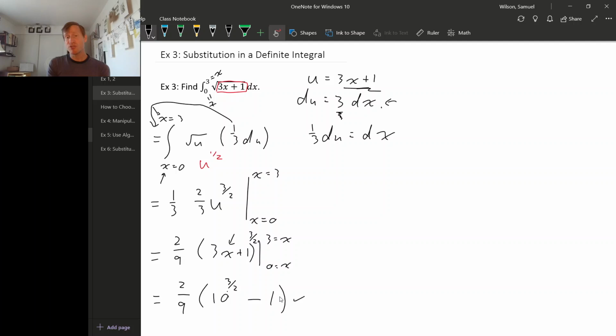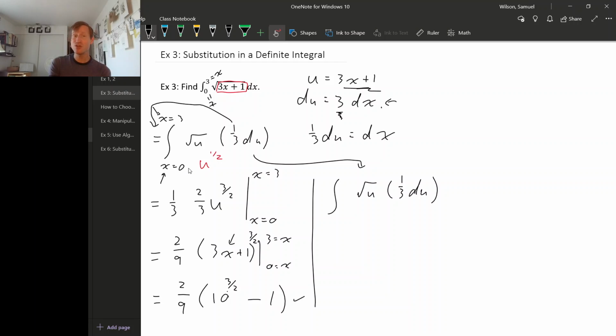For definite integrals, there is another way to handle the bounds here. So in this case, I didn't change the bounds, but I went back to x's after I did the integral. But there's another nice way to do it. So the first couple steps are the same, but let's do one other thing to this integral. So the integrand is the square root of u times 1/3 du. The other way to handle the bounds is, instead of keeping your x bounds, switch the bounds to u values.